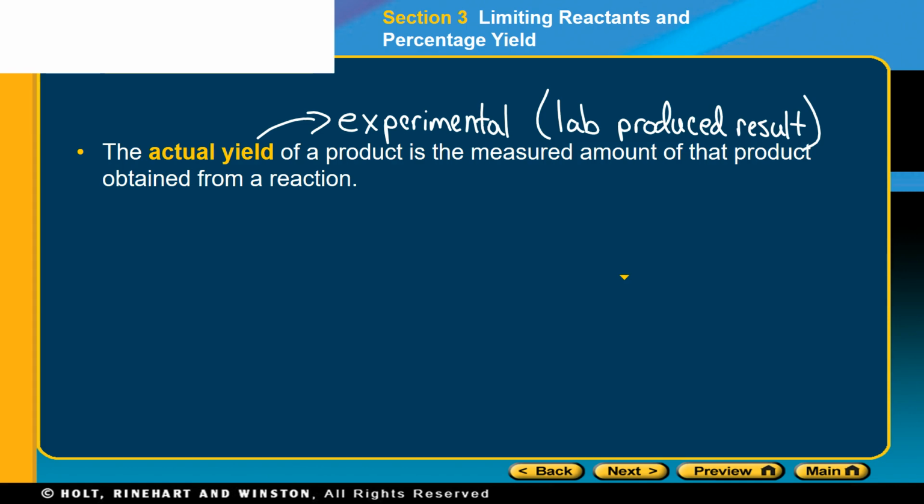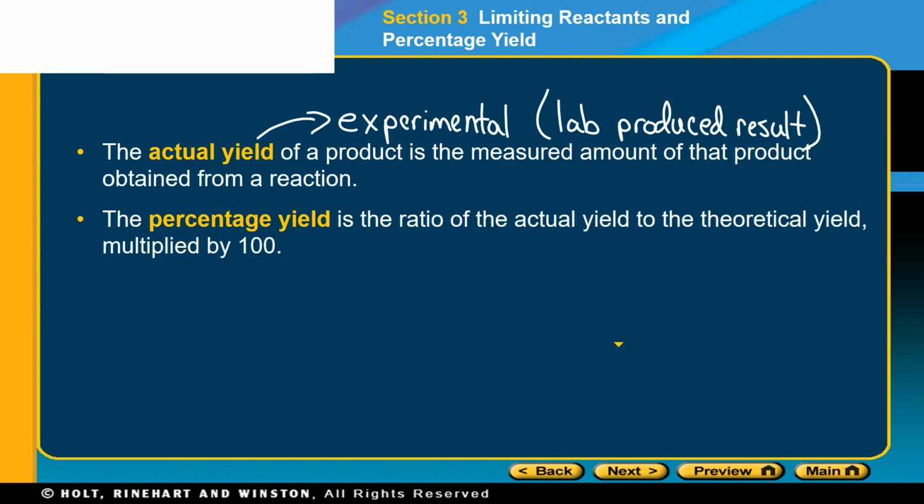So if we actually perform a reaction, even though mathematically we think we can make this much, in the real world we never make exactly that much. We always make a little bit less because nothing is 100% efficient. You're always going to have something, maybe an impurity, maybe something else happened, so we can't produce as much as we think. So the actual yield of a product is the measured amount of product obtained from a reaction. Think lab results or actual results.